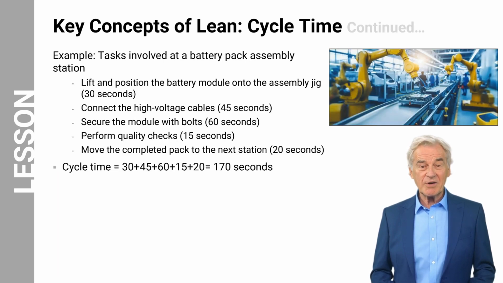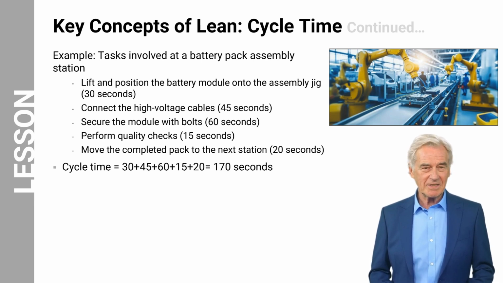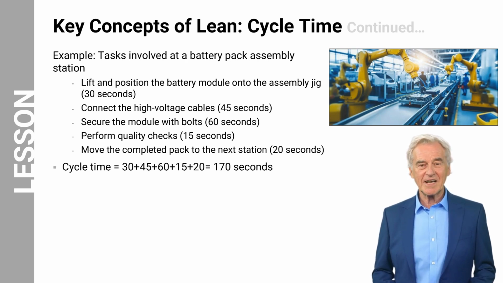As part of the overall EV assembly process, let's look at the cycle time for the battery pack assembly station. The typical tasks at the battery pack assembly station would involve lifting and positioning the battery module onto the assembly jig, connecting the high voltage cables, securing the module with bolts, performing quality checks, and moving the completed pack to the next station. The time taken to complete each task is mentioned here. The cycle time is calculated by adding the individual task times, totaling 170 seconds for this particular battery assembly process.